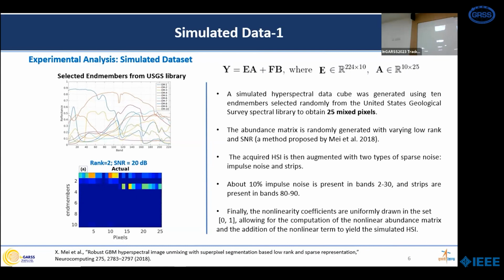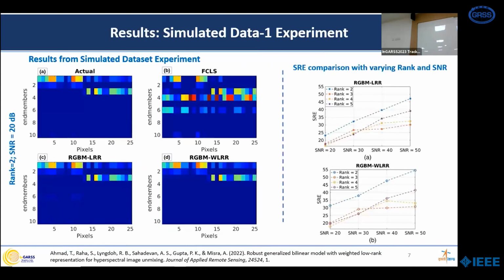These are the results for SNR 20 dB and different rank properties. Here we compare our low rank method and weighted low rank method, and how they perform. You can see weighted low rank estimates abundances more accurately compared to low rank. We are also varying the SNR of our data, and you can see similarly in reconstruction we are getting better, higher SRE compared to the normal low rank method. So this is our motivation to consider the weighted low rank constraint for low rank properties.